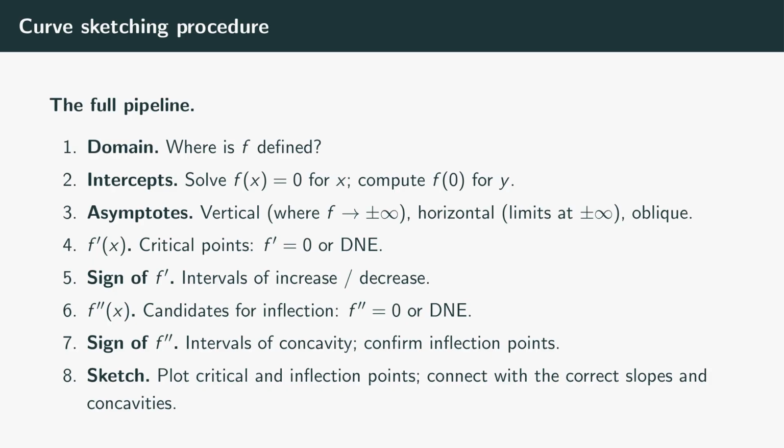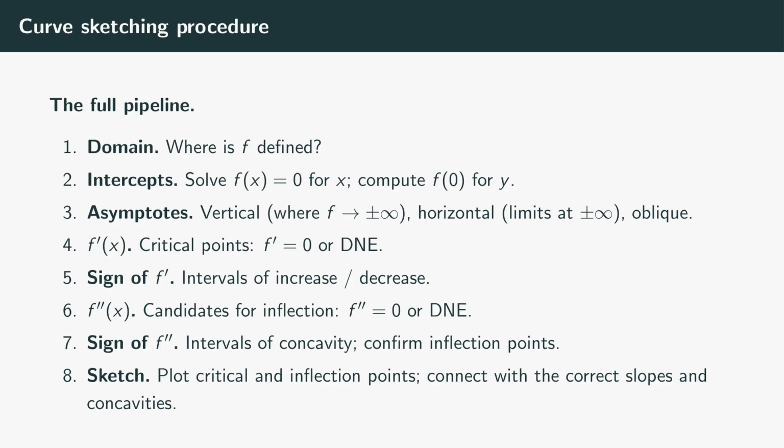Step 3. Find the asymptotes. Vertical asymptotes where the function blows up. Horizontal asymptotes from limits at plus and minus infinity. Oblique asymptotes for rational functions whose numerator is 1 degree higher than the denominator. Step 4. Compute f prime. Find the critical points where f prime is 0 or undefined. Step 5. Sign chart of f prime to determine where the function is increasing and where it's decreasing.